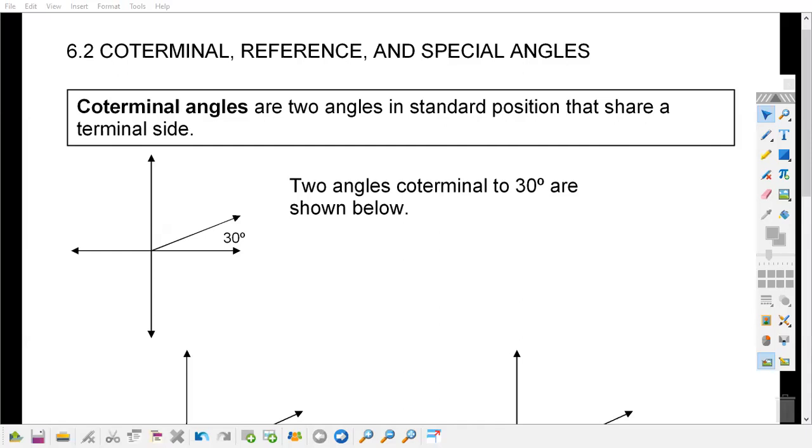6.2, coterminal. Coterminal reference and special angles is where we're at. We're going to first start off with coterminals.